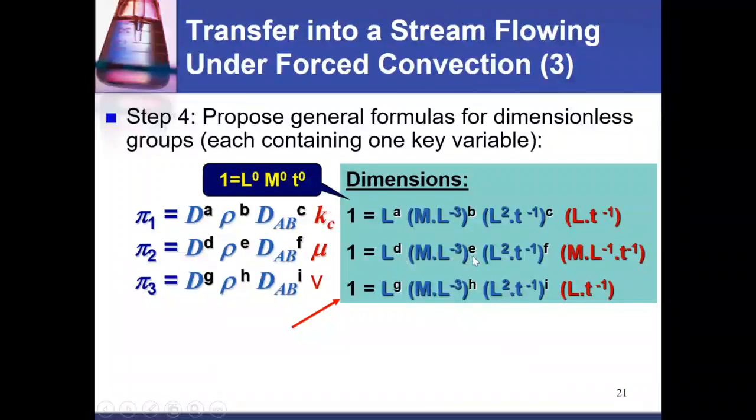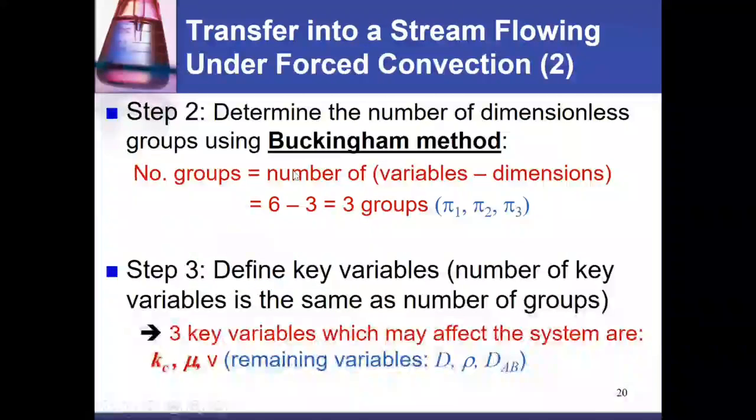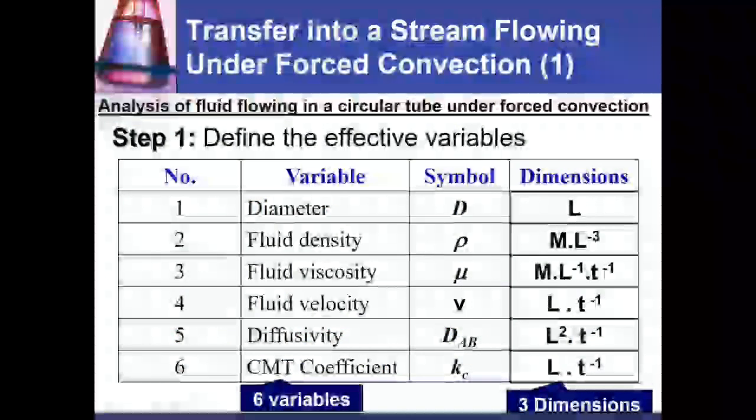So D, E, F, and this is mu, M times L to the power -1, T to the power -1, and this one again to the power G, H, I, and this is L times T to the power -1. We said these groups are dimensionless, so their dimensions for L, M, and T are to the power 0.